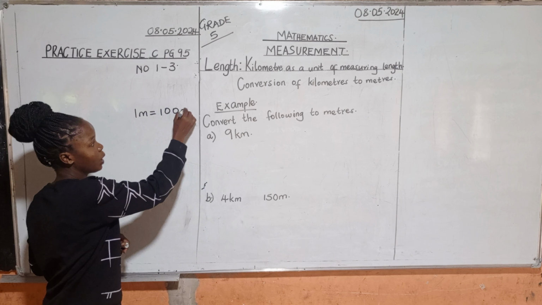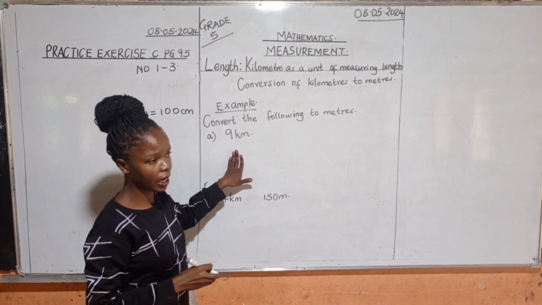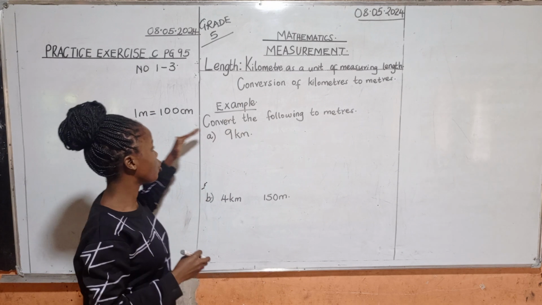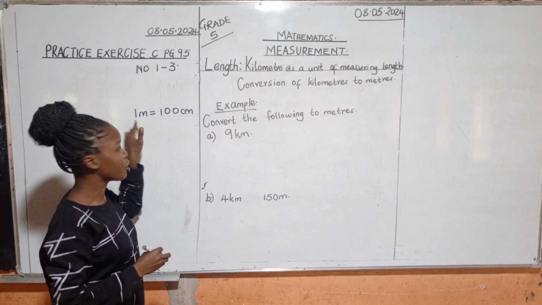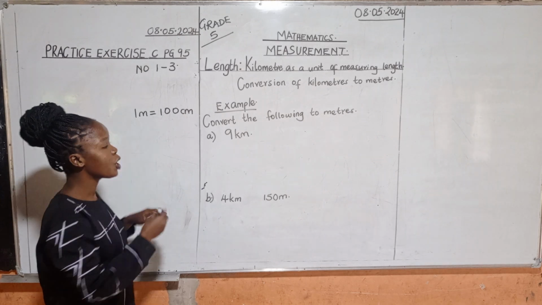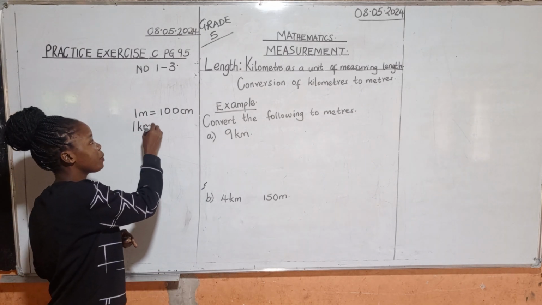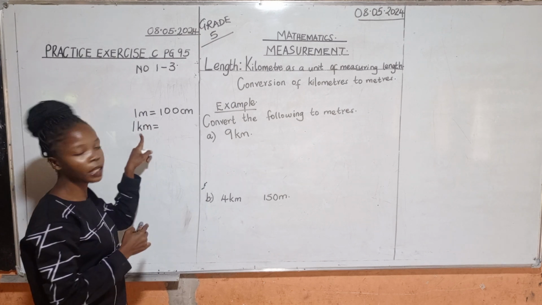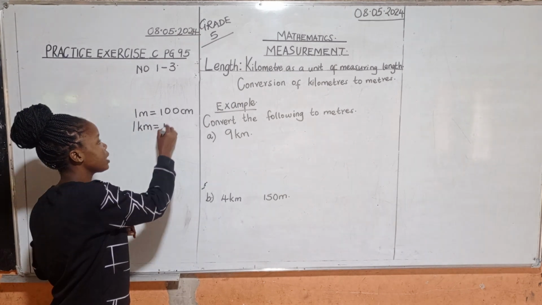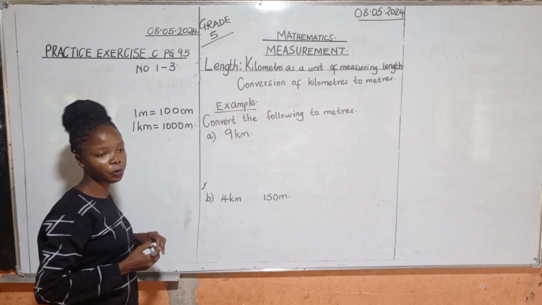So, this is grade 4, but then in grade 5, you're looking at a kilometer. A kilometer is a bigger unit than a meter. So if 1 meter was 100 centimeters in grade 4, right now we are going to be having our kilometer, which is a bigger unit of measurement than a meter. So 1 kilometer is equal to 1,000 meters. This is the formula that we are going to be using in grade 5.